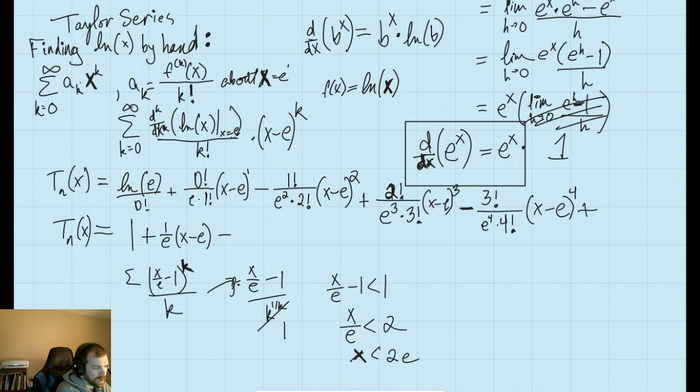Hey, Sorcerer 1. We're doing alright. We're attempting to look at doing a Taylor series to find the values of the natural log by hand, and specifically we're doing the natural log of 5. Like I said, spooky math.